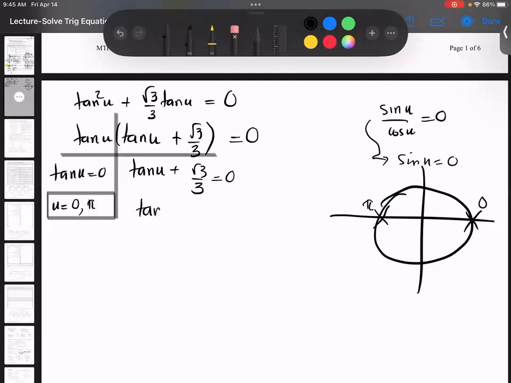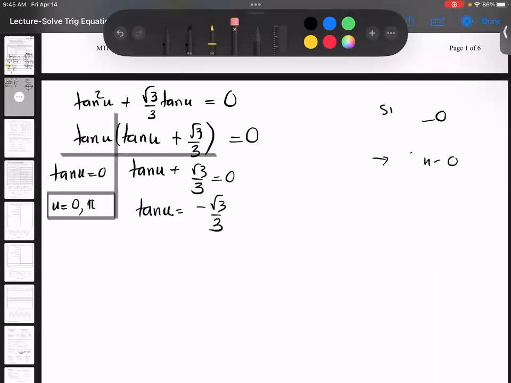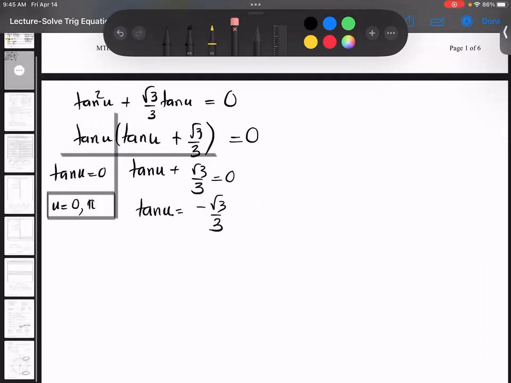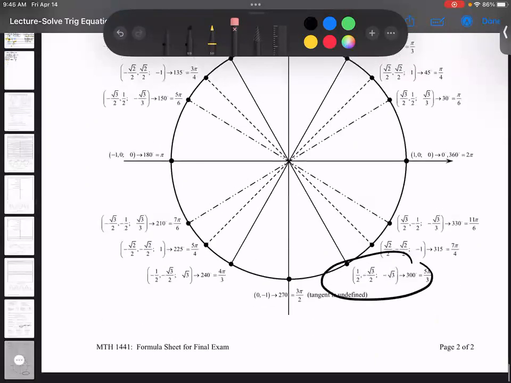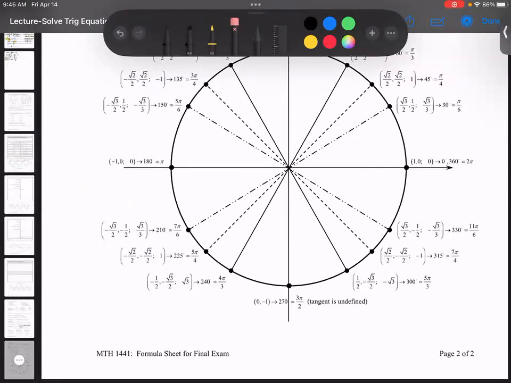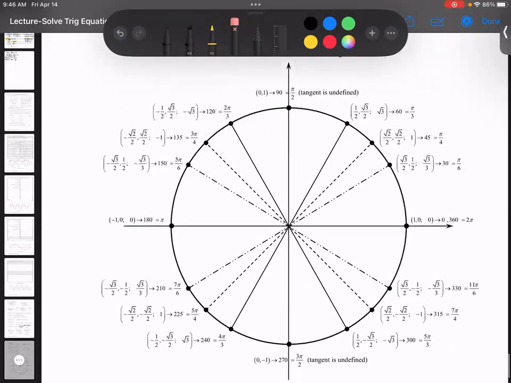On the right one, tangent u equals -√3/3. It's difficult, so don't draw this out. Just look at the unit circle. Tangent is negative, so what quadrant are you looking at? Quadrant 2 and 4, right? The sine and cosine have to be opposite. The reason I'm asking is that it reduces your amount of work. You don't want to look at all 4 quadrants every time. Quadrant 4 first.